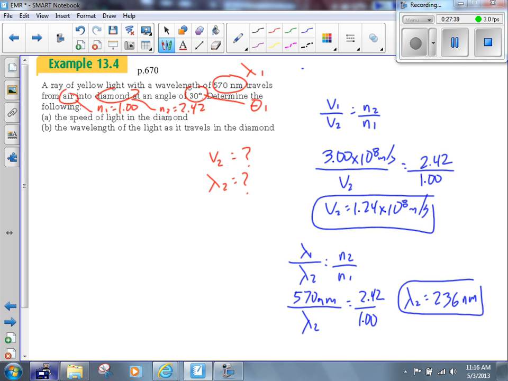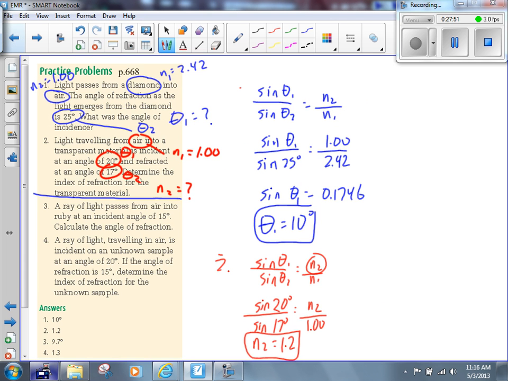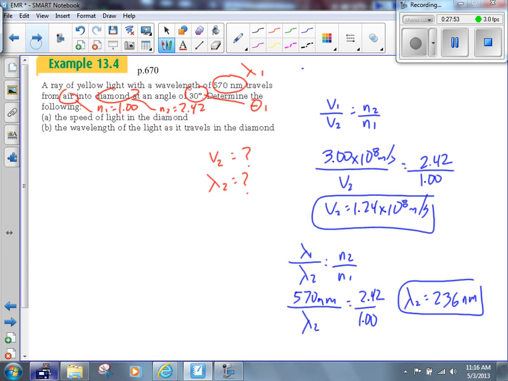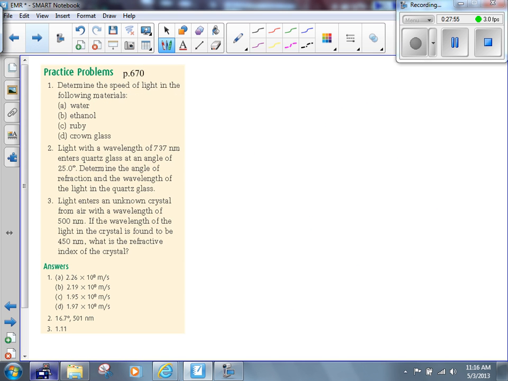All right? It is 11:18. You have the next 11 minutes to work on the two questions right here on page 668, 3 and 4, in addition to these three questions that you see on page 670. That's it for today.